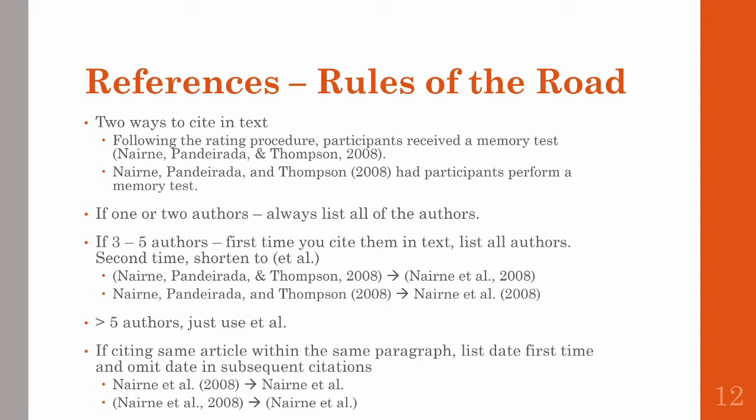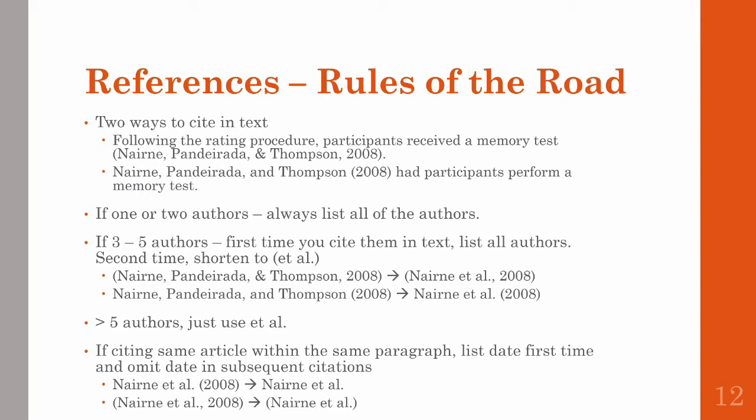So you would say Nairn, Pandareta, and Thompson, followed by only the publication date in parentheses, and then the rest of the sentence. If you have multiple citations for the same sentence, you would just use the same format and separate them using a semicolon. If your citation has either one or two authors, the rule is you just always list all of the authors each time you cite them.